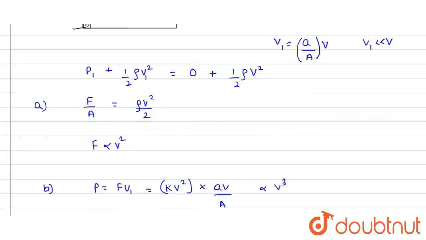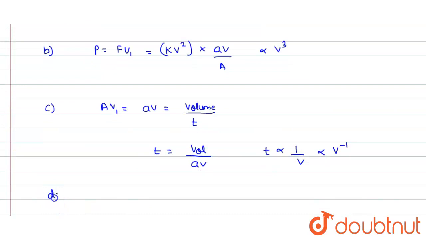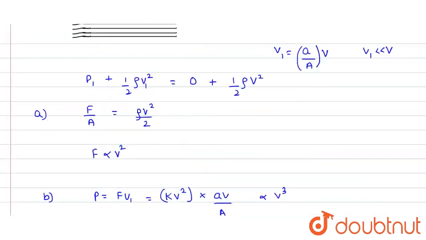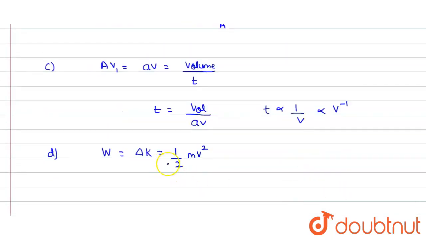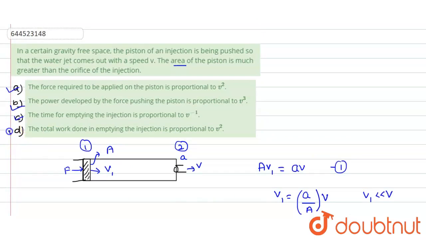Now the D option is the total work done. Total work done would be equal to the change in kinetic energy. The change in kinetic energy would be 1 divided by 2 m v square. Now mass would be constant, since we know it is a steady flow rate, so the mass flowing would be constant. So this kinetic energy would be directly proportional to V square. That means the D option is also correct. So all of the options are correct. Hope you understood this solution.